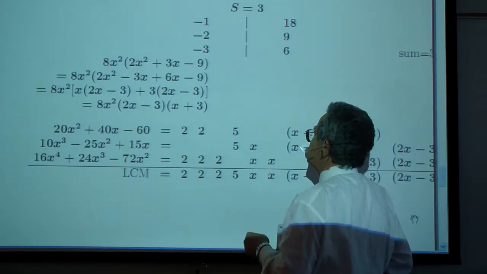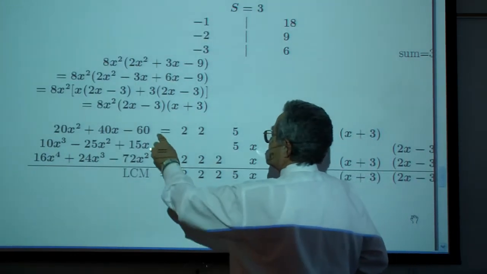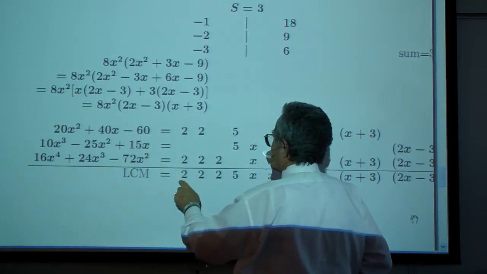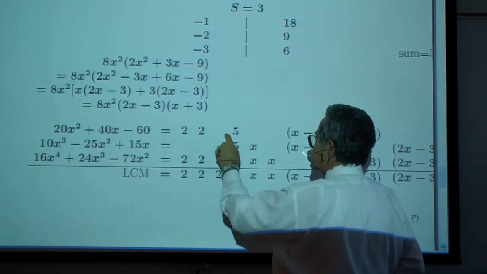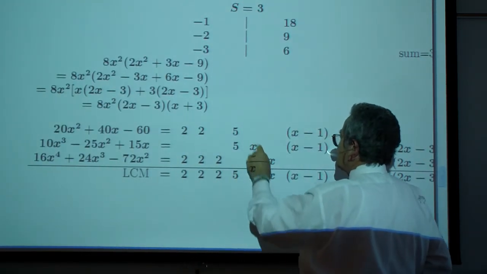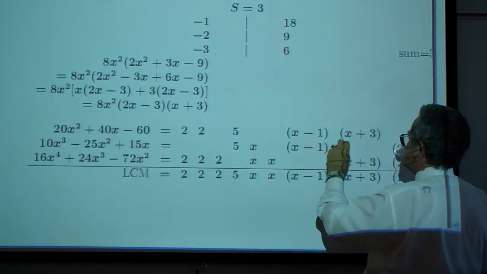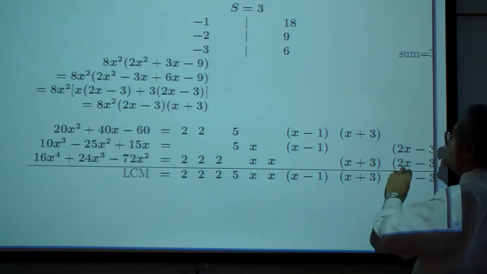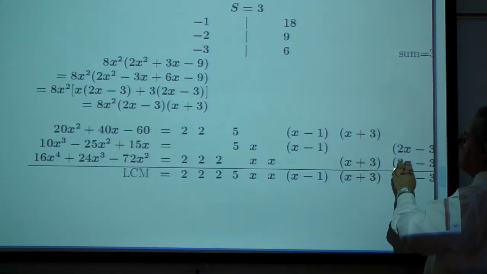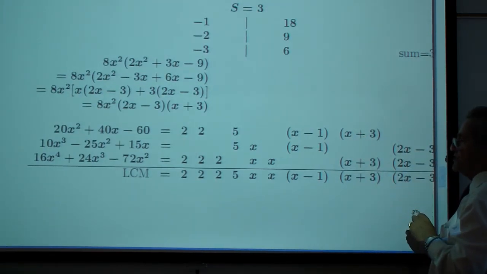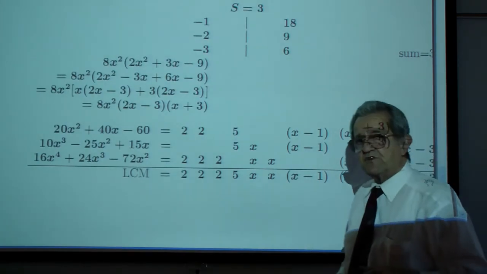So what did you multiply, let's say, this one by to get all of that? You have the 2, you have the 2, you're missing this 2, you have the 5, you're missing this x and that x, you have the x minus 1, you're missing the x plus 3. No, you have the x plus 3, you're missing the 2x minus 3. Okay? Same scheme as we had before.